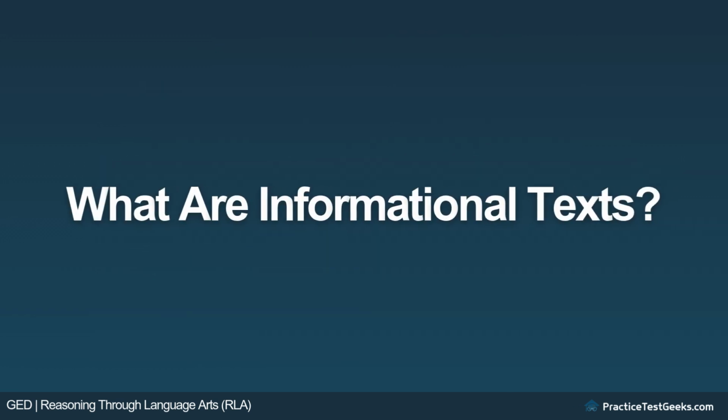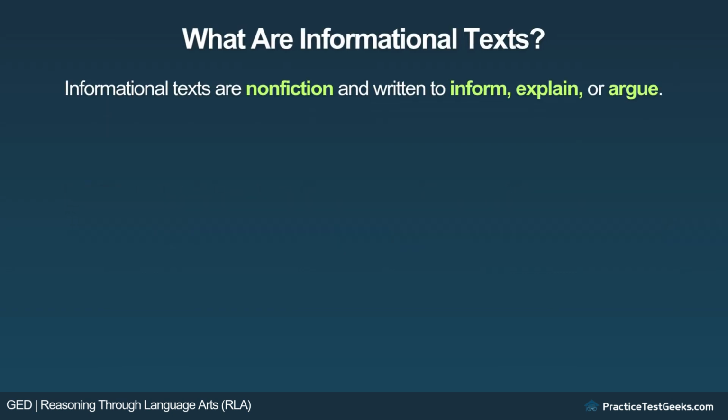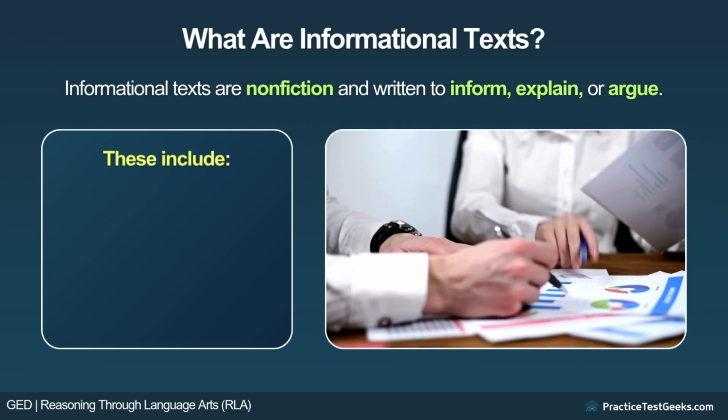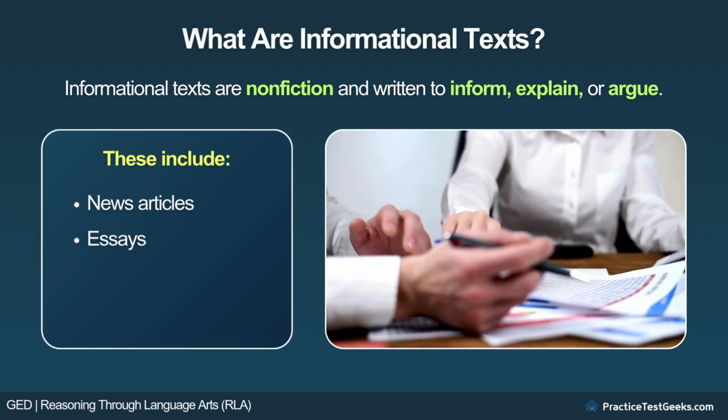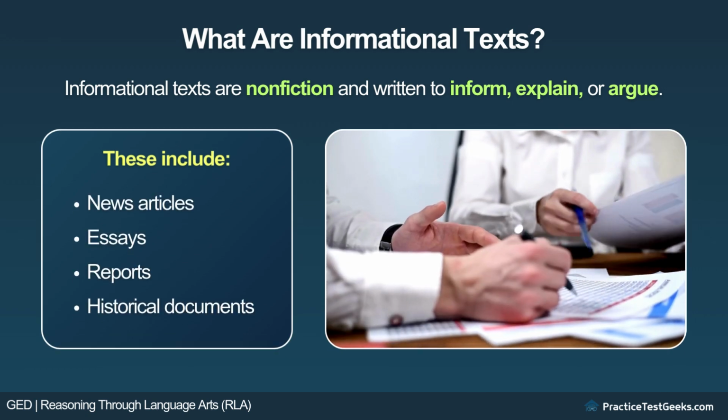Now let's shift our focus to another important text type you'll see on the GED, informational texts. These are very different from literary texts and require a different reading strategy. To begin with, informational texts are nonfiction and written to inform, explain, or argue. These include news articles, essays, reports, historical documents.